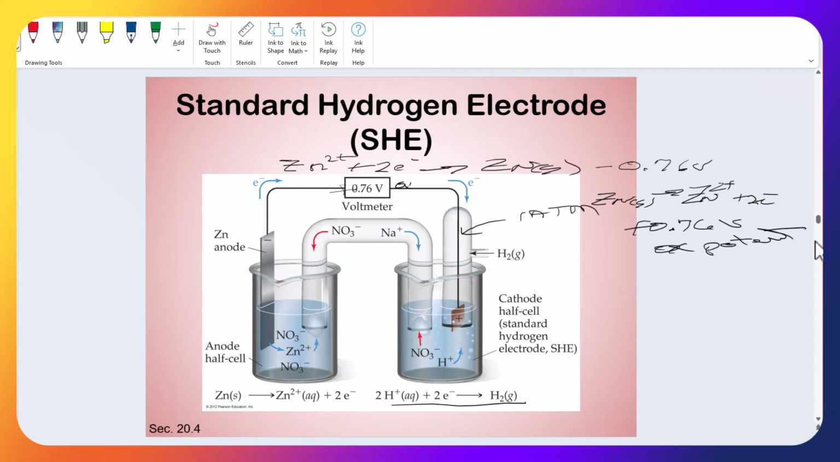Now, what you're going to find out is that potentials are written as reduction potentials, not oxidation potentials. But the standard hydrogen electrode is what we use to determine what wants to be oxidized, what wants to be reduced, and we assign a value in voltage which tells us what our potential is for that particular substance. All right?